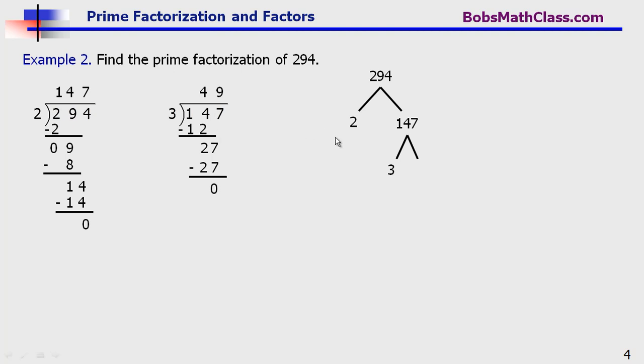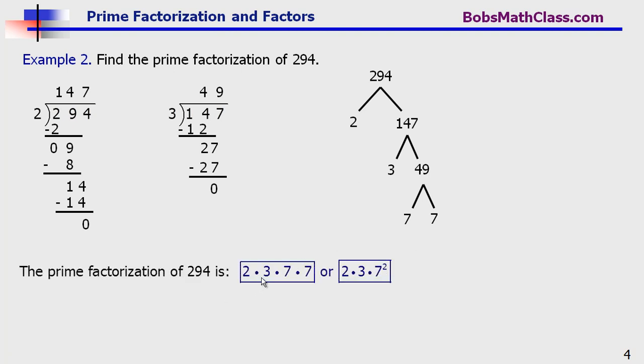Okay, 49. So we could put 49 at the end of the other branch. 3 is a prime number. Is 49? No, that's not a prime number. That is 7 times 7. So this was a large number to start with, but using our divisibility test and knowing how to divide, we were able to get the job done. So the prime factorization is 2 times 3 times 7 times 7.